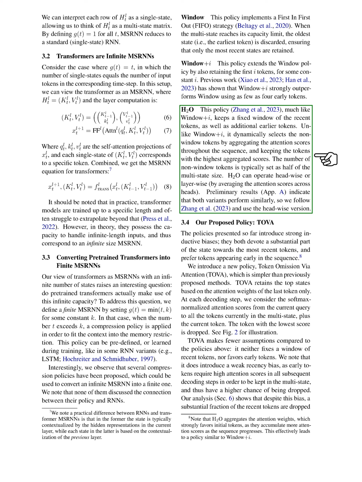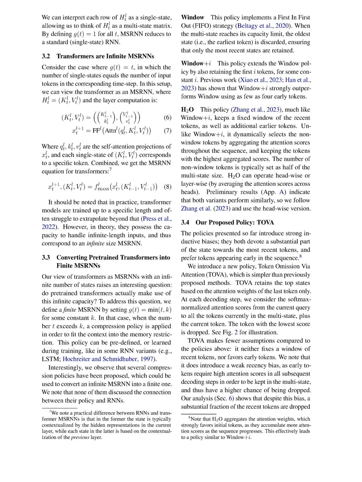Another policy, similar to the previous one, keeps a fixed window of the recent tokens, as well as additional earlier tokens. However, it selects the non-window tokens dynamically by aggregating the attention scores throughout the sequence and keeping the tokens with the highest aggregated scores. The number of non-window tokens is typically set as half of the multi-state size. Preliminary results indicate that both variants perform similarly, so we follow and use the headwise version.